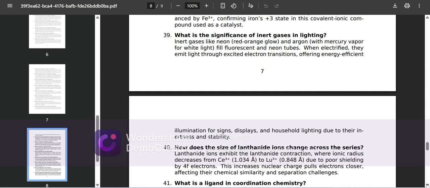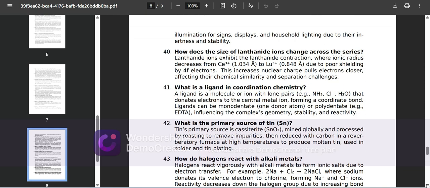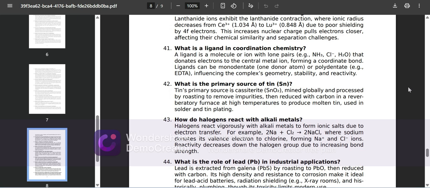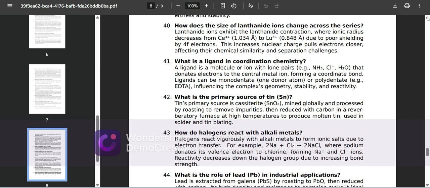What is the significance of inert gases in lighting? Inert gases like neon give a red-orange glow, and argon with mercury vapor gives white light in fluorescent and neon tubes. When electrified, they emit light through excited electron transitions, offering energy-efficient illumination for sign displays and household lighting due to their inertness and stability.